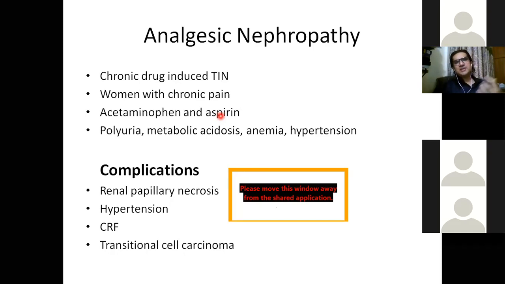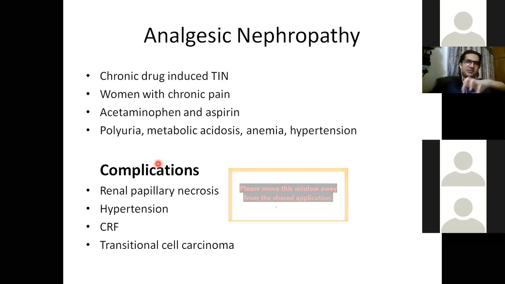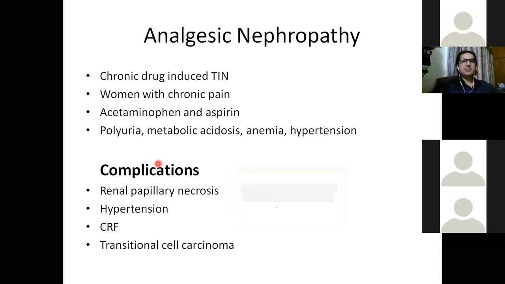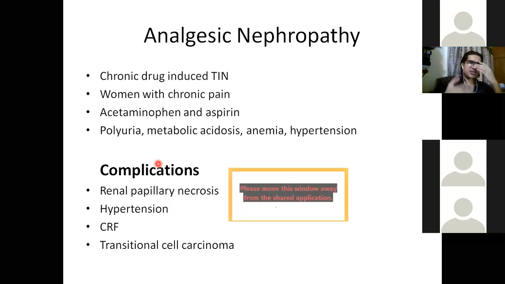There are various complications of analgesic nephropathy, but one of the complications which I want to tell you is renal papillary necrosis, right? And what happens in renal papillary necrosis is that the tips of the renal papillae die and are shed into the urine. So typically the patient presents with passage of tissue fragments in the urine along with fever, right? And they are unable to hold their urine, that is they would be urinary incontinent, right?